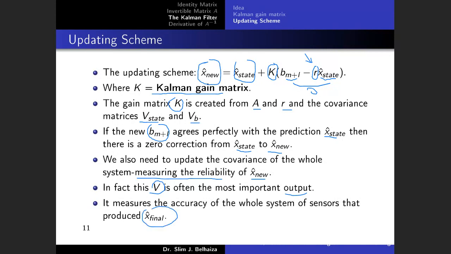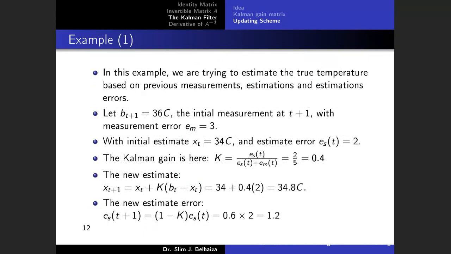Okay, so let's see with a small example. For the first example, this is a one-dimensional problem, guys, just to simplify, so that things are at least understood in one dimension. So what are we trying to do in this example? We are trying to estimate the true temperature, the exact temperature, based on a number of previous measurements, estimations, and estimation errors.